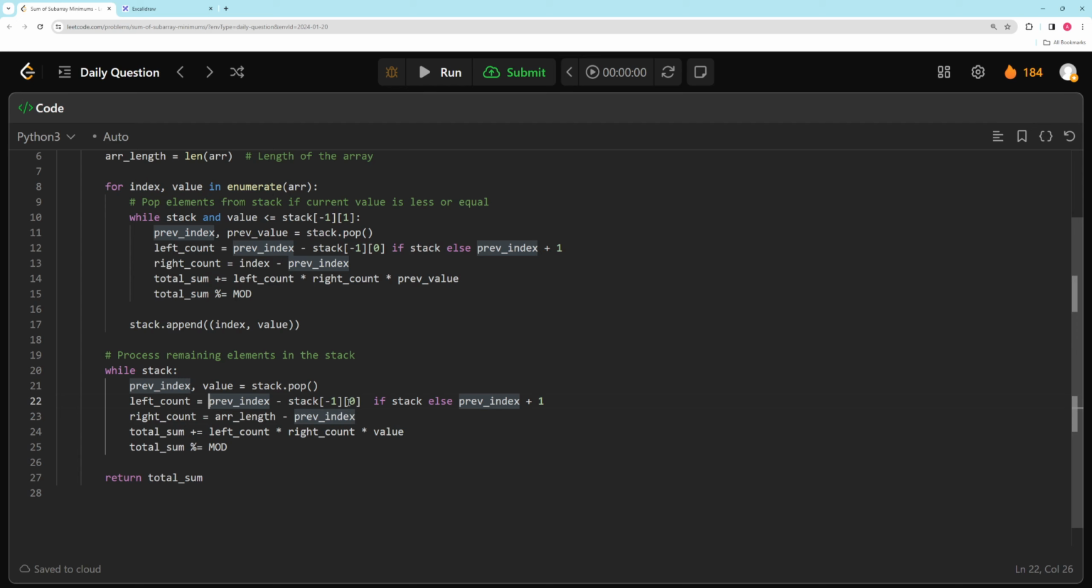And then the left will either be the previous element, or if the stack is empty, it'll be the whole left of the array. So you get the right, the left. Remember, add 1 to both of those to account for the empty array. And then for the total sum, you're just going to be adding the left times the right times the value. So very similar to this code. Modded by mod and return, and we can submit it.